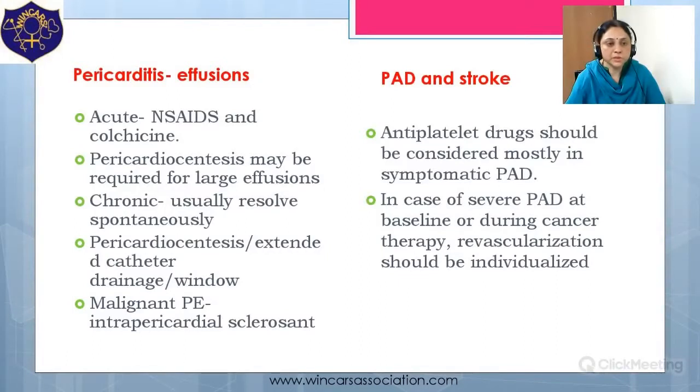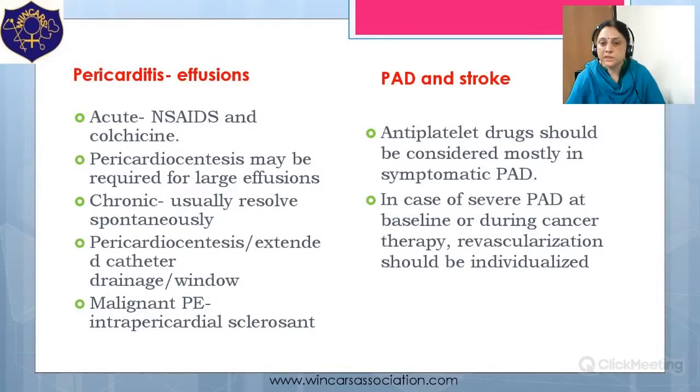Coming to treatment of acute pericarditis or effusions, usually they resolve on their own or with the use of NSAIDs or colchicine. Pericardiocentesis may be required for large effusions. Chronic effusions usually resolve spontaneously or may require a pericardiocentesis, an extended catheter drainage, or a pericardial window for recurrences. Malignant pericardial effusion secondary to cancer itself might require administration of an intrapericardial sclerosant.